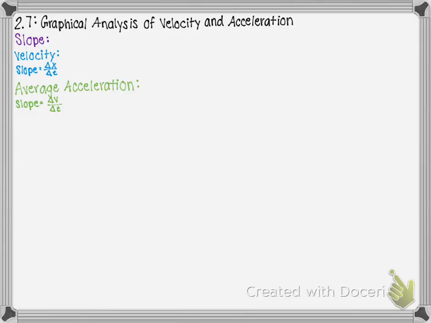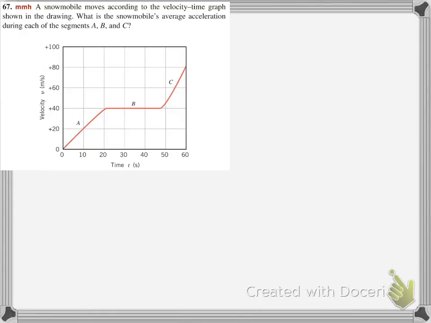Now, a problem you would see is: a snowmobile moves according to the velocity time graph shown in the drawing. What is the snowmobile's average acceleration during each of the segments A, B, and C? The equation you'd use is average acceleration equals the change in velocity over the change in time. A equals positive 40 over 20, which gives you positive 2 meters per second squared.